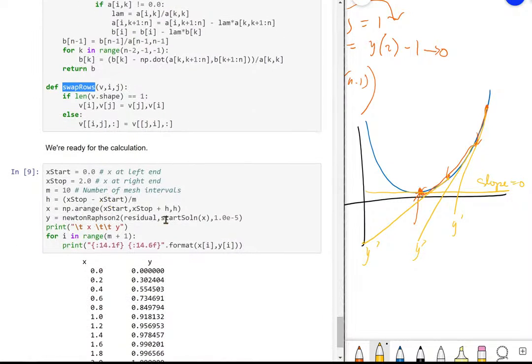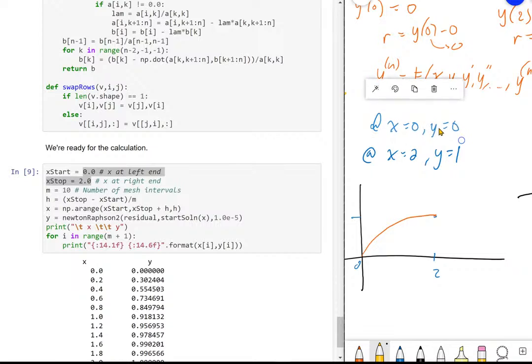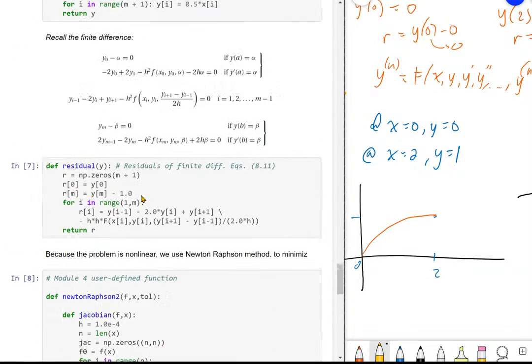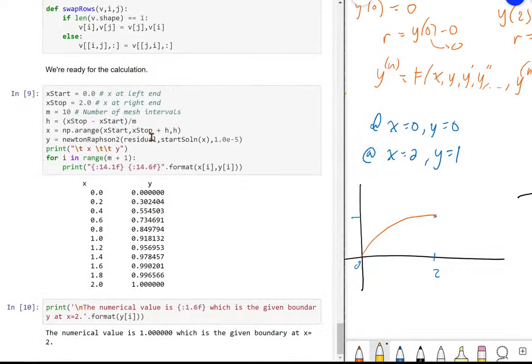So our goal is to solve the function from 0 to 2. Again, this comes from this value here. So from 0 to 2 is your x, your boundary, and then our m is equal to 10, and then you have the h, and then you have the residual value here, the function residual. And you also have the start solution going to the previous one, and the start solution x.